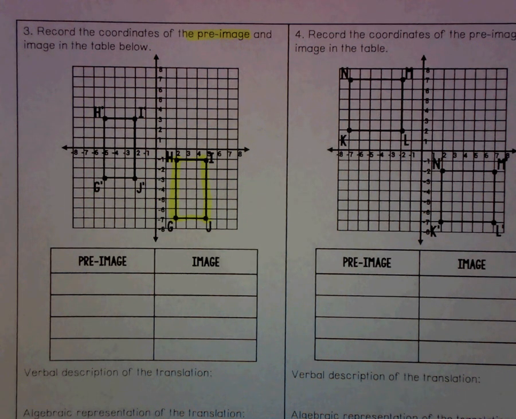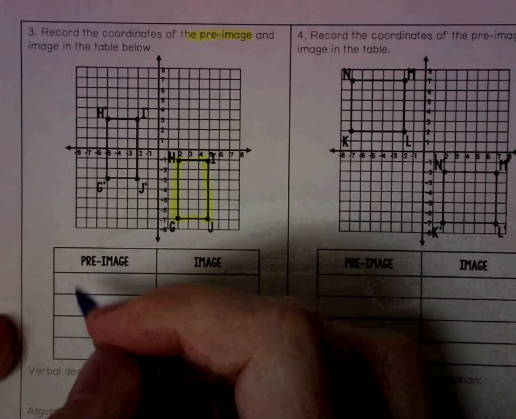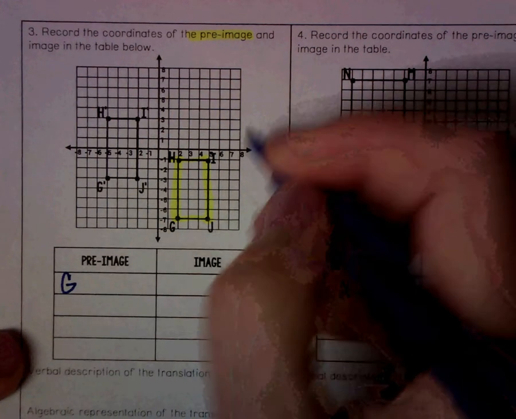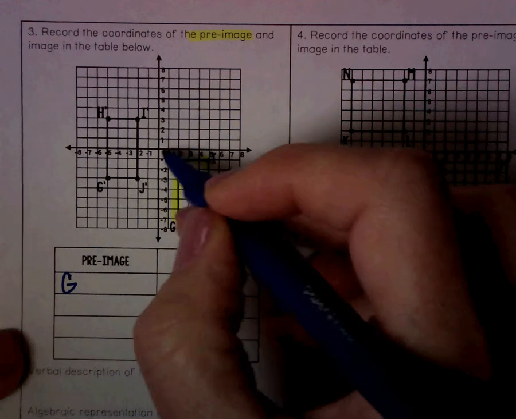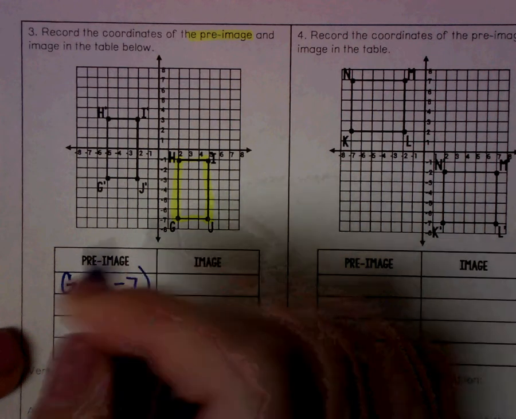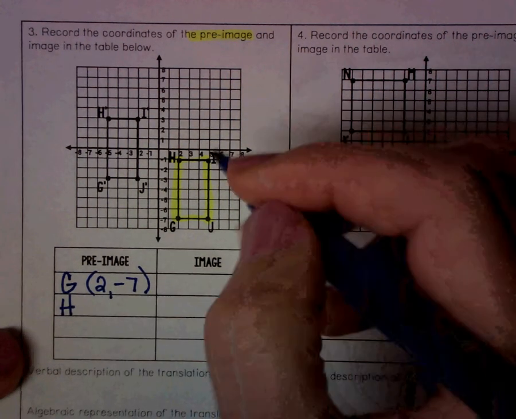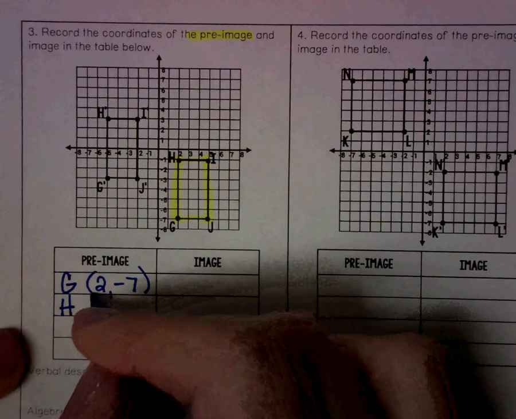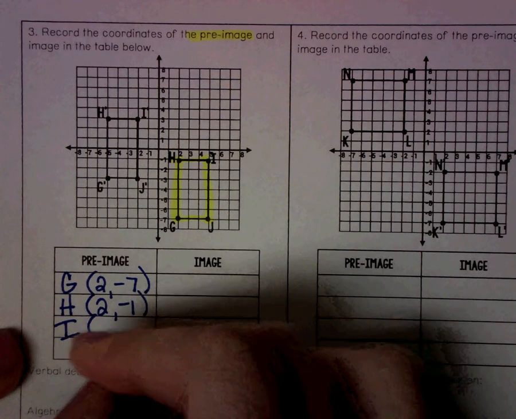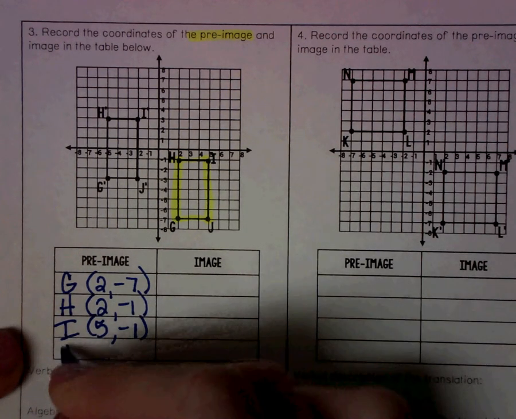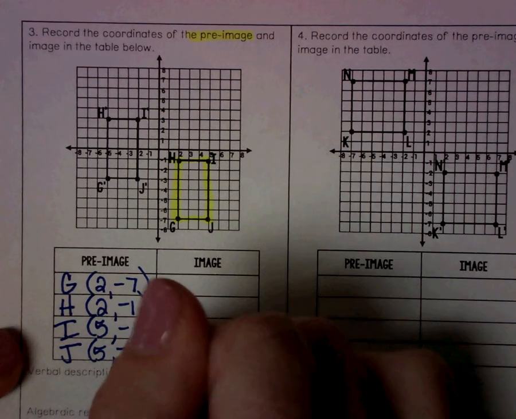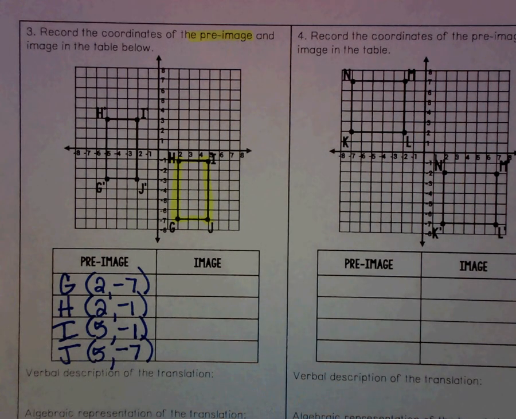So let's go ahead and write down all of our coordinates. For the pre-image, point G, I'm going to go in alphabetical order, G. That point is 2, -7. And then we have H, which is 2, -1. And then we have I, which is 5, -1. And then J would be 5, -7. Okay, simple as that. We're just practicing writing our coordinates.